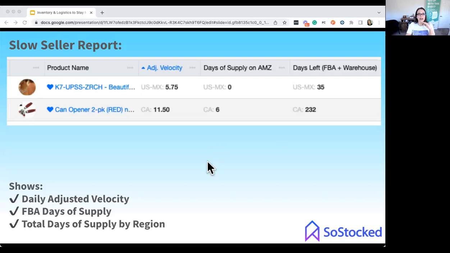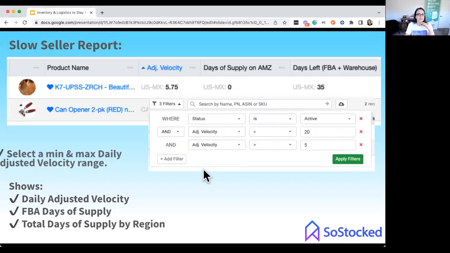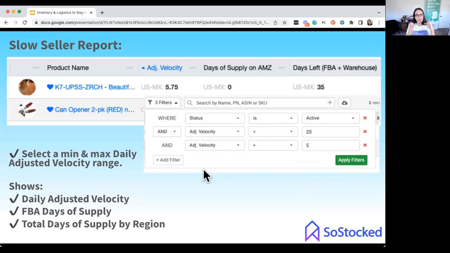What you're really looking at is a minimum and a maximum daily adjusted velocity range. These are your SKUs. You don't necessarily want to get rid of them, but you know that they're going to become a problem. They're move it or lose it because you either have to make it sell more and increase the sales velocity, or you're going to have to get rid of it eventually, right? It'll become such a dud product that it's going to become a liability.